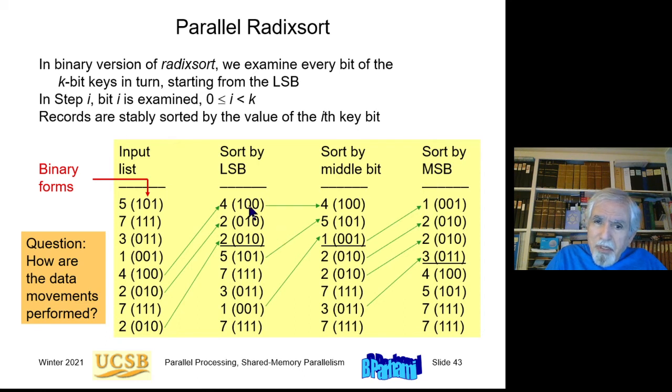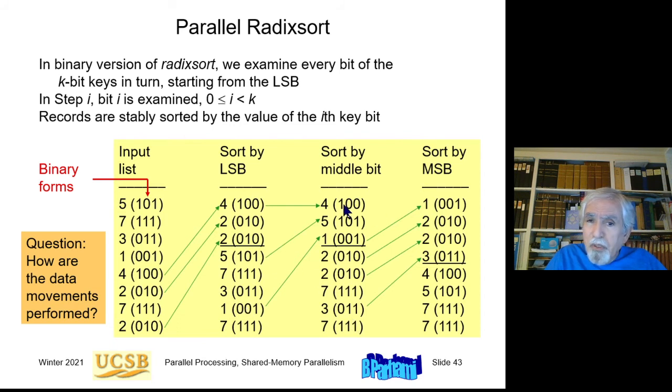Sorry, I have to look at this. 0, 0, 0. There are 3 of them. So I move them up there, again maintaining the original order. And then the middle bit is equal to 1 for this, this, and this.